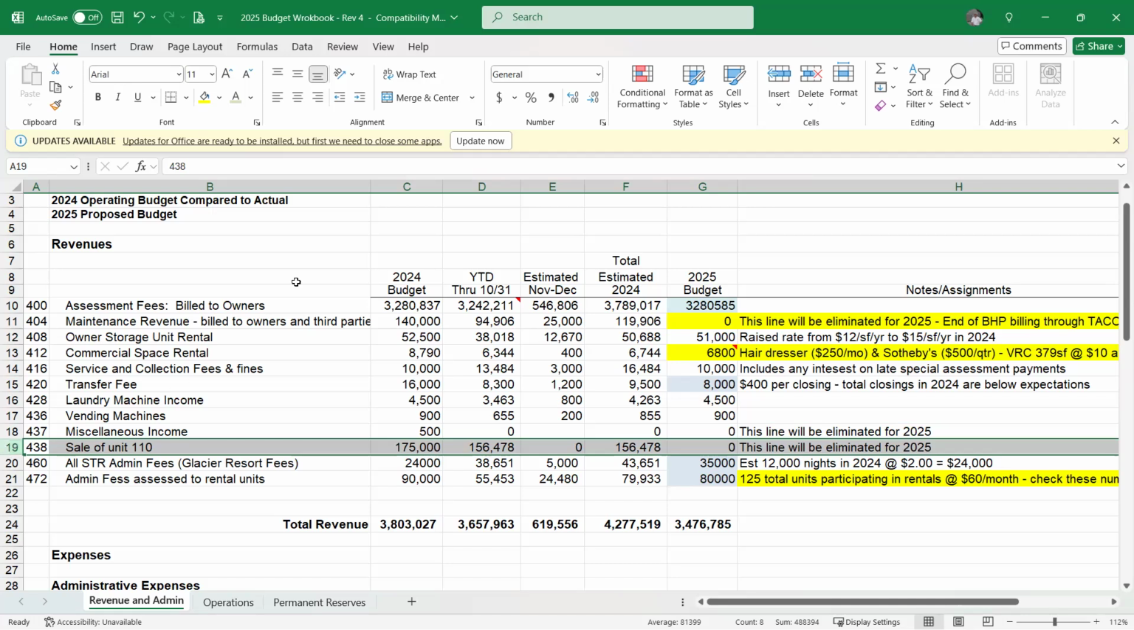So there's that. We got that revenue this year. We won't get similar revenue next year. So that's going to make budgeting a little bit tougher. We don't have that lump of money coming in.